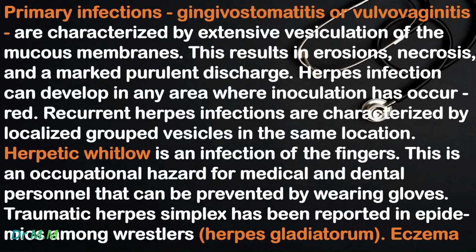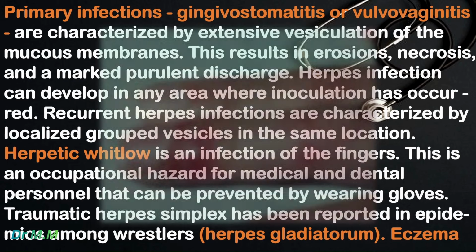Primary infections of gingivostomatitis or vulvovaginitis are characterized by extensive vesiculation of the mucous membranes. This results in erosions, necrosis, and a marked purulent discharge. Herpes infection can develop in any area where inoculation has occurred. Recurrent herpes infections are characterized by localized grouped vesicles in the same location.